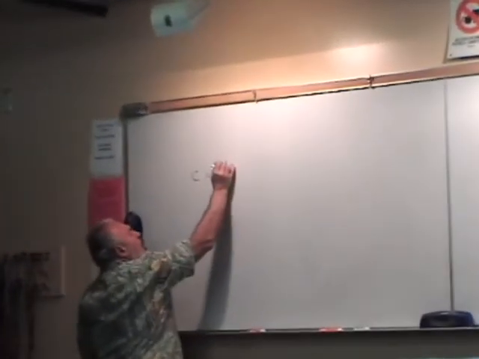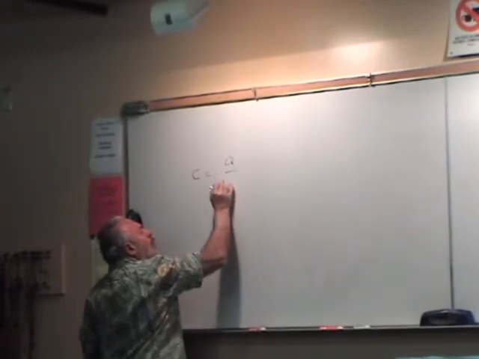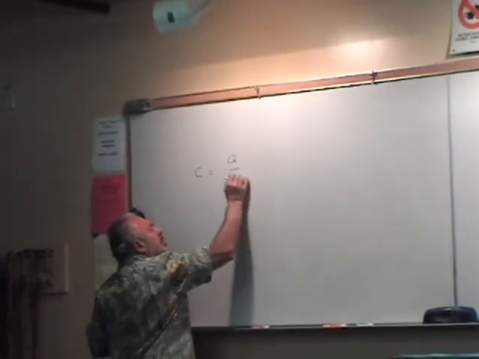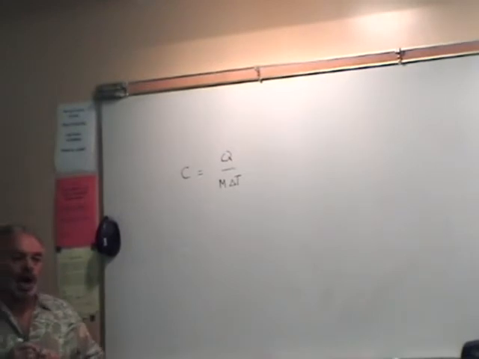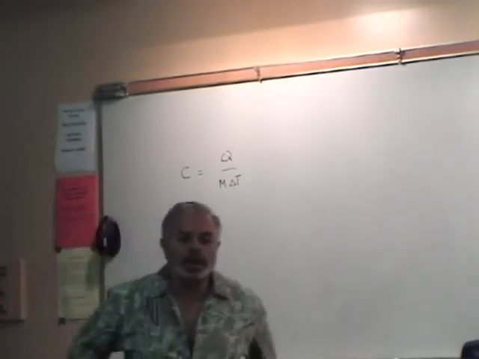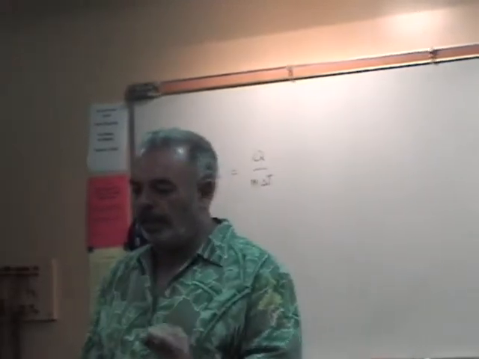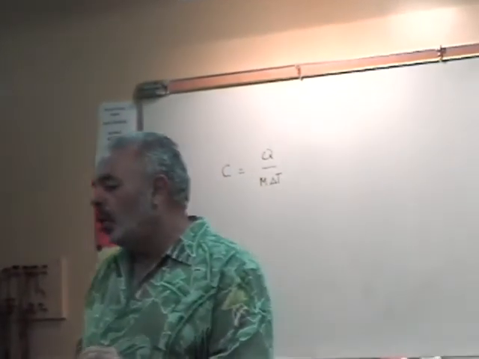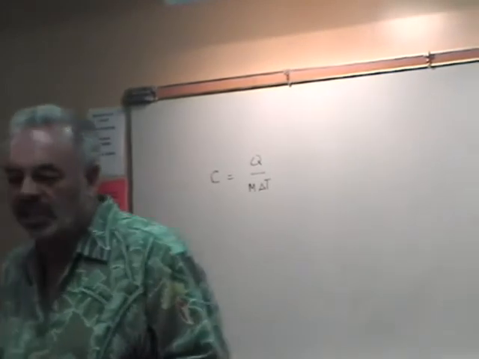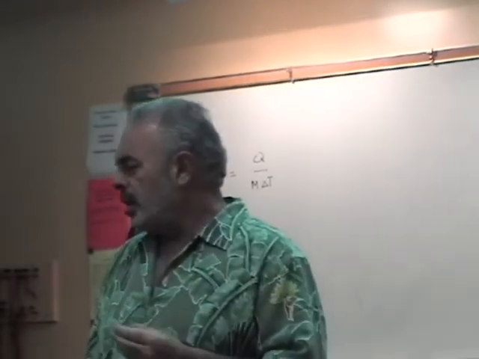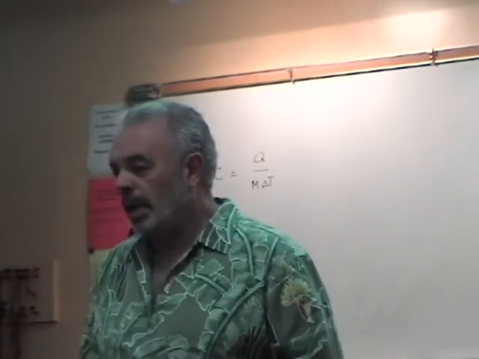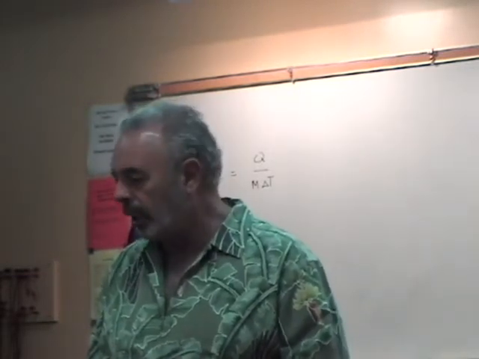C equals Q over M delta T. We were talking about, when we very carefully discussed the relationship between C sub P and C sub V, the specific heats of, I think we stuck to a monatomic ideal gas, either in a constant volume or a constant pressure process.